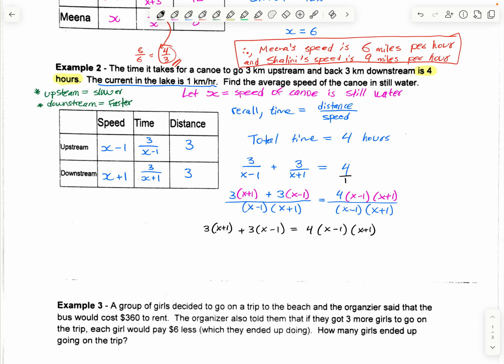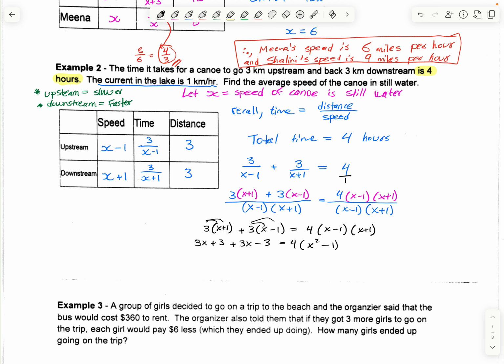Now I want to expand everything and then get everything onto one side, because this is going to look like a quadratic equation here. So I'm going to get 3x plus 3 plus 3x minus 3. Remember, I'm distributing the 3, right? And don't forget the negative there. And then this is going to be 4 times x squared minus 1, right? It's a difference of squares, so it's just x squared minus 1 when I expand that. In other words, if I factored that, I'd get this, so that's how I know it looks like that.